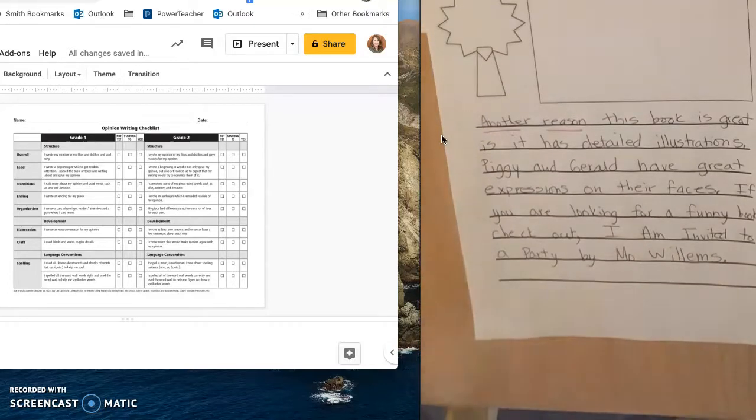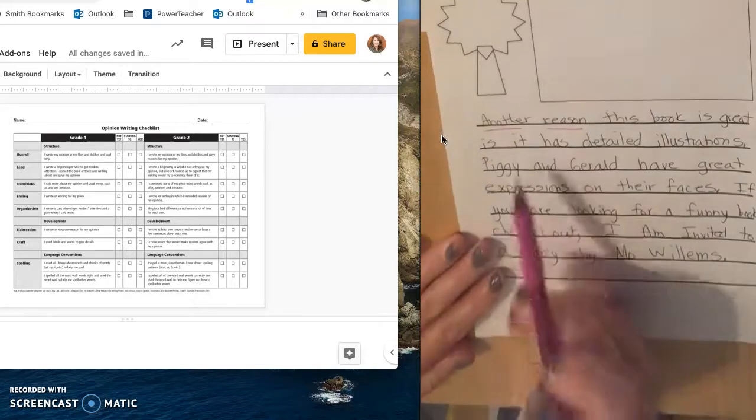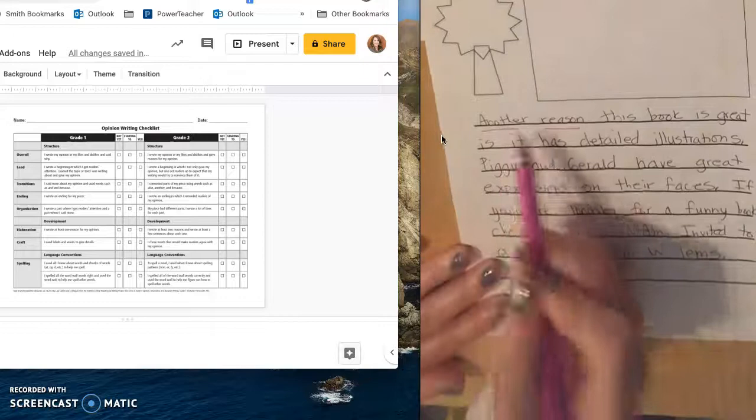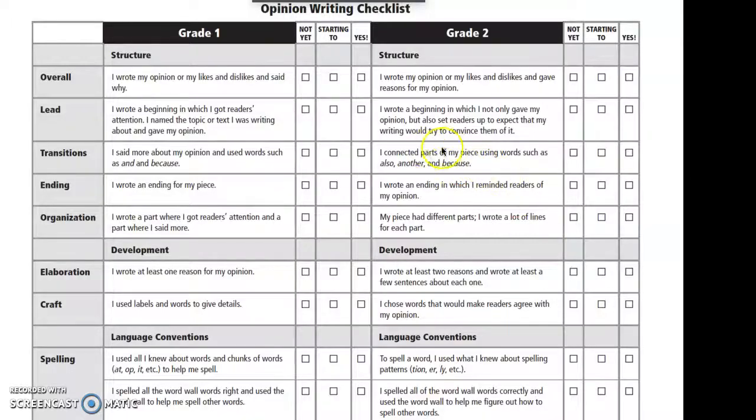So I was checking to see if I told more about my reasons and used some transition words. I have "another reason" here, which is a transition word that is on the second grade part. Or also, and because. So I think I did that, and I'm going to check that off.